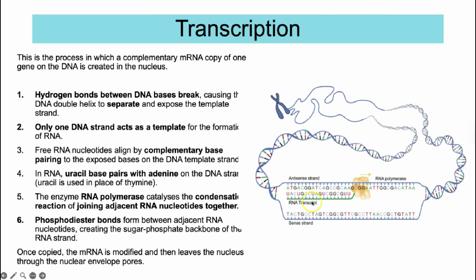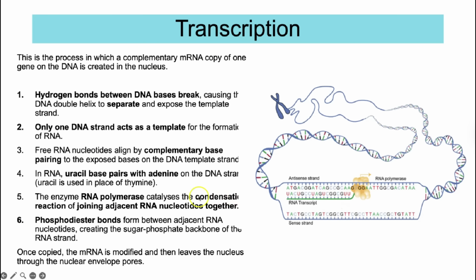Then we have these 3 mRNA nucleotides within the nucleus, and they will align opposite the template strand according to their complementary base pairing. But bearing in mind that we have uracil instead of thymine in RNA. So if you have an adenine base, then the complementary base pair for that is uracil. The enzyme RNA polymerase is the enzyme responsible for catalyzing the joining of those mRNA nucleotides.